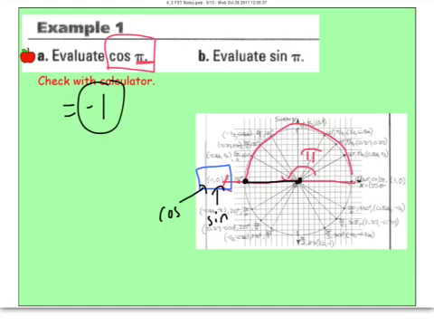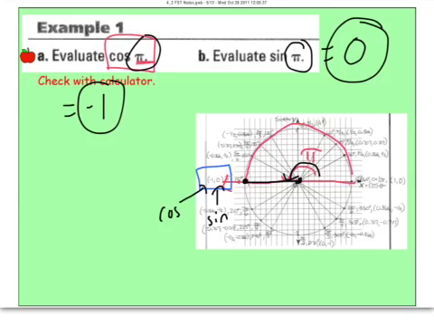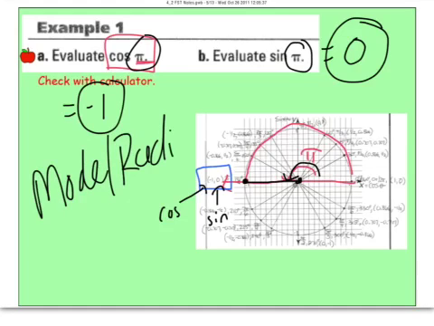The sine of pi, we've already moved the pi radian movement. Sine is the y value. The answer is 0. Now double check this on your calculator. They are not using degrees here. They're using radians. So double check that your mode is in radian mode, and just type in cosine of pi. If you don't get negative 1, you have a typo somewhere.